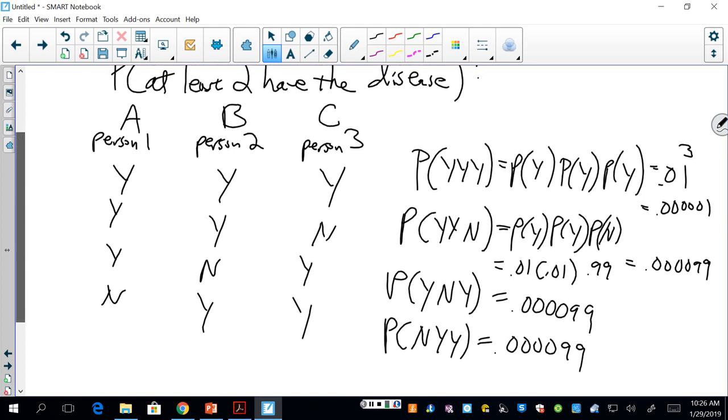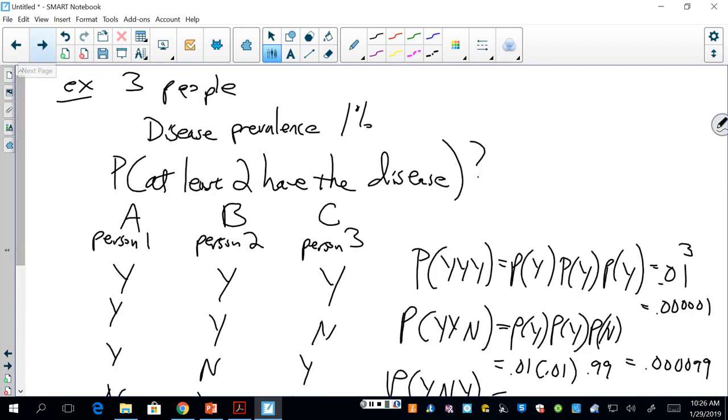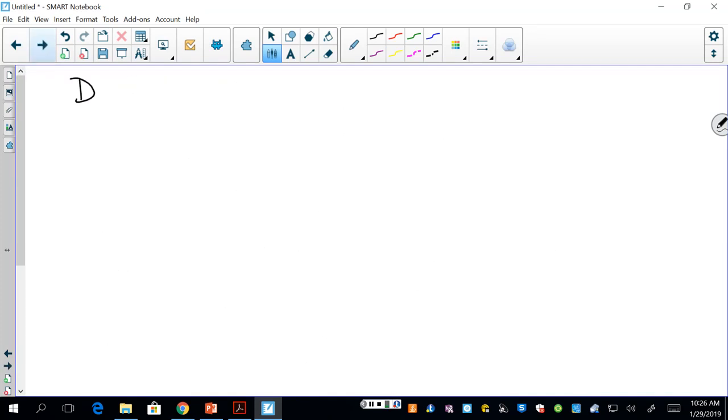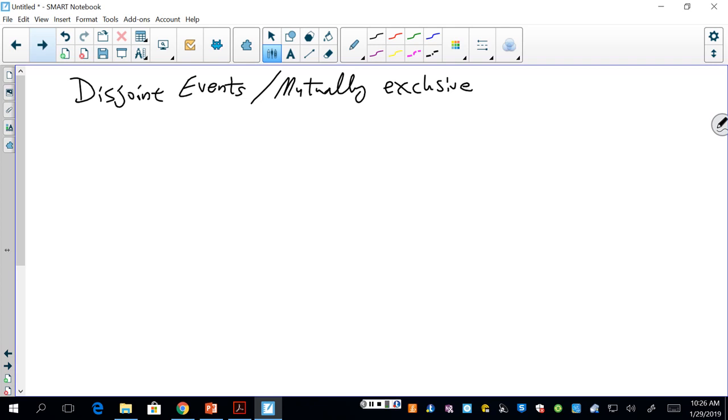So independent events are useful like that. Any questions about these type of calculations? So disjoint events, or mutually exclusive ones, are ones that have no outcomes in common.